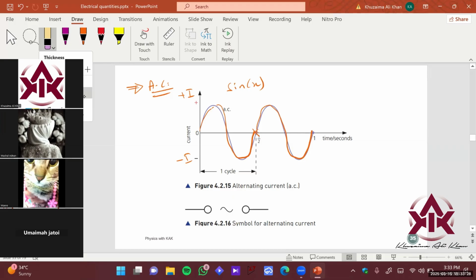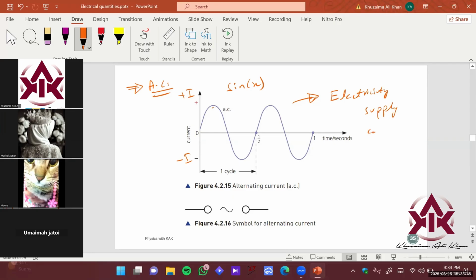So this is the AC current here. And this is basically the electricity supply which is coming into your house.